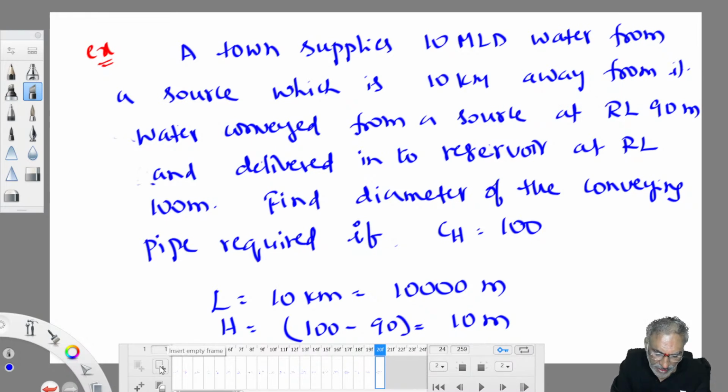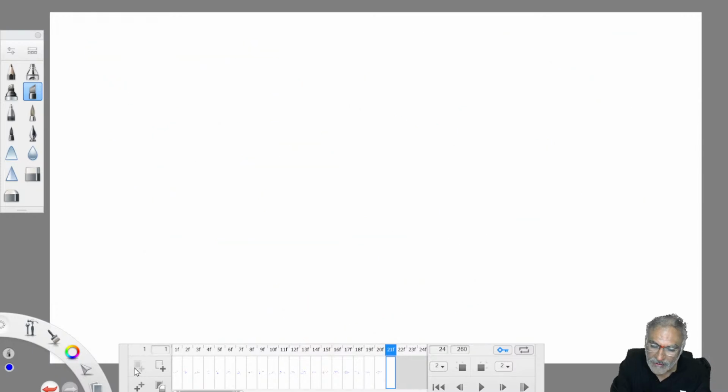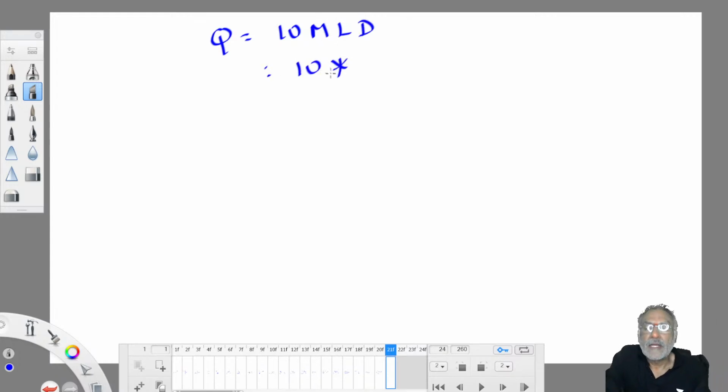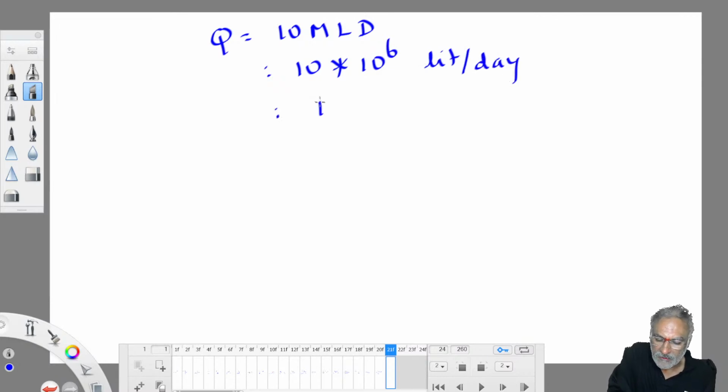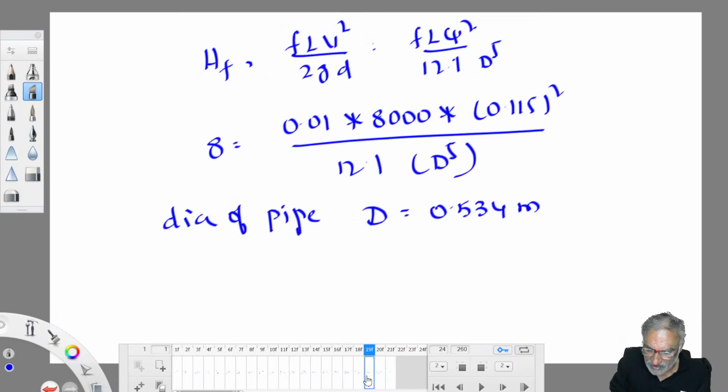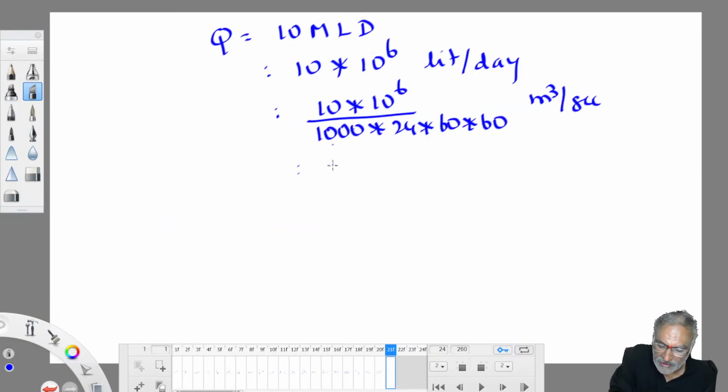Then what else do you require? So Q is given as 10 MLD, 10 million liters per day. How to convert this into meter cube per second? It is 10 into 10 power 6 liters per day. To convert liters into meter cube, divide by 1000. Now it is meter cube per day. To convert meter cube per day into meter cube per second, divide by 24 into 60 into 60. Now it is meter cube per second. So the same thing you will get. In the last question we got 0.115, right? The same thing we will get here also.